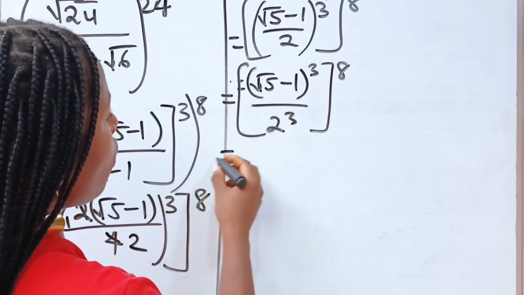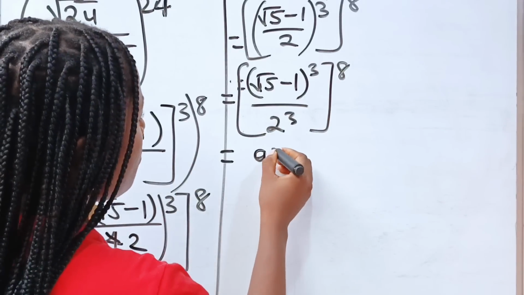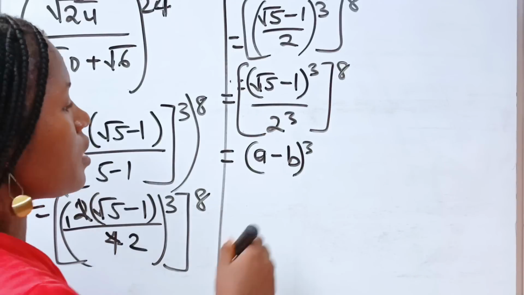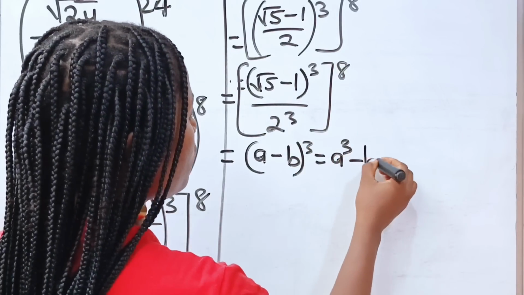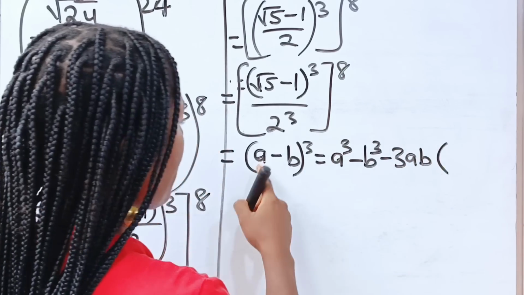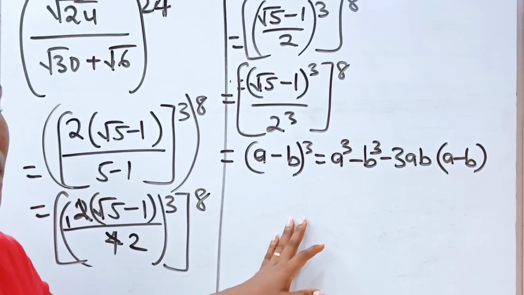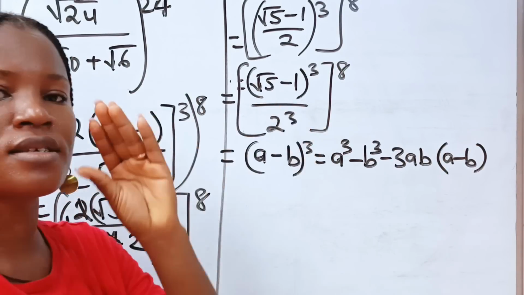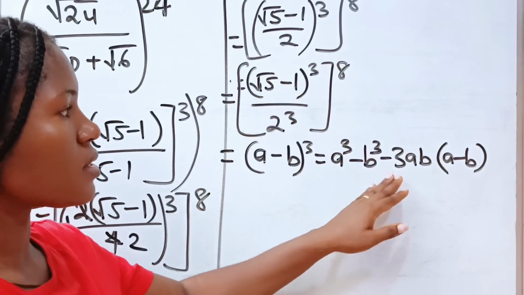So this is equal to, remember that when you have a minus b raised to the power of 3, just like what we have here, this is equal to a to the power of 3 minus b to the power of 3 minus 3ab multiplied by a minus b. Yes, this is what it will give you. It is an identity. Now in this case, our a is root 5 and our b is 1. So we are going to substitute this. We are going to express this in this form.